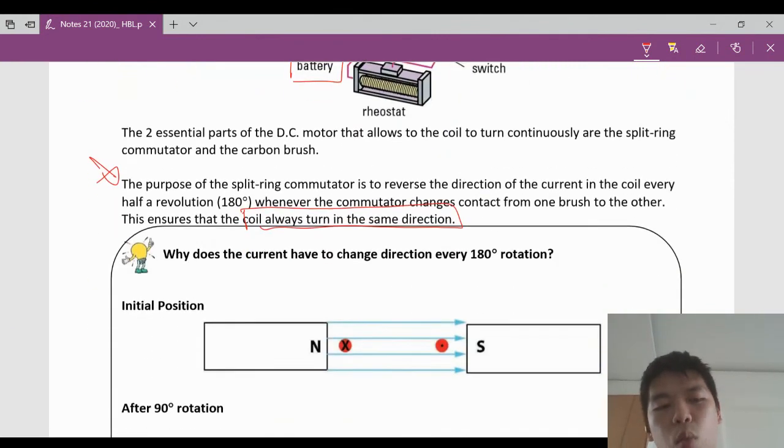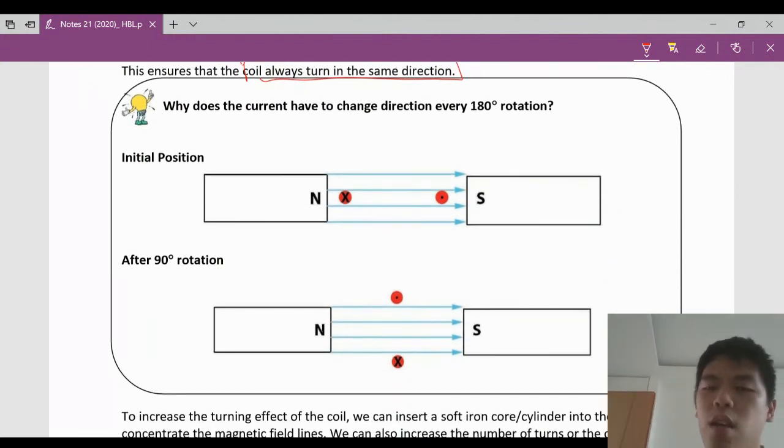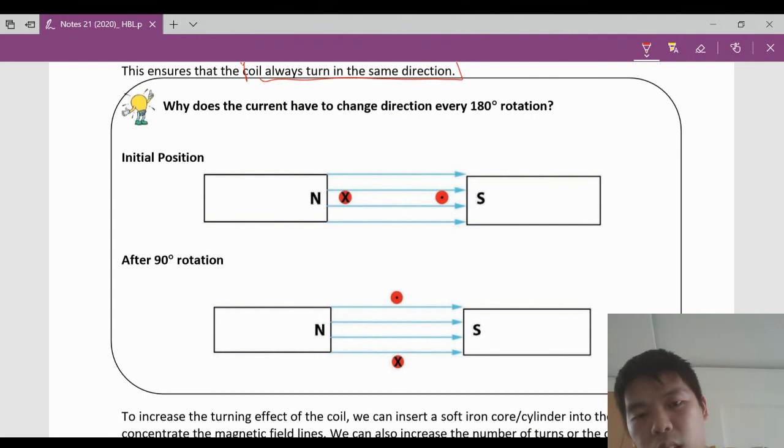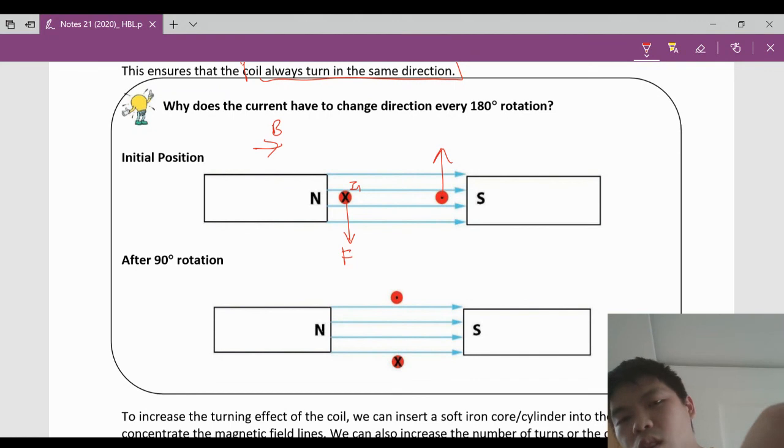So let's take a look. Why does the current have to change every 180 degrees of rotation? That means halfway, why must it change? Let's use our FBI. B is in this direction. In this case, current is going in. FBI, I is in, B is there, so this side goes down, force. On this other side, current is coming out, FBI, B is there, so this one goes up. As you can see, this will cause a rotation.